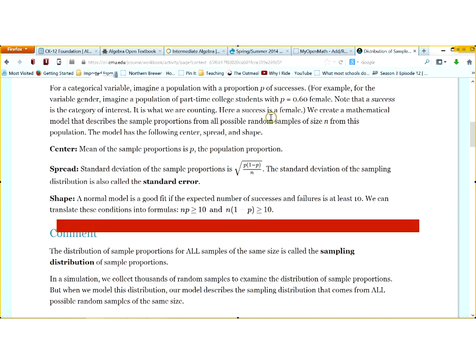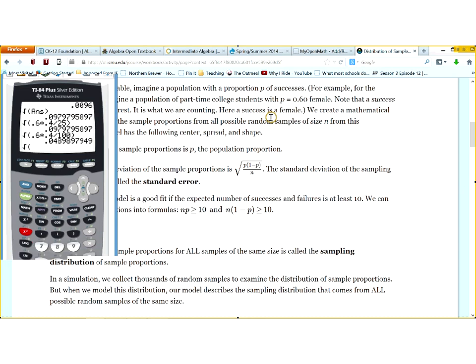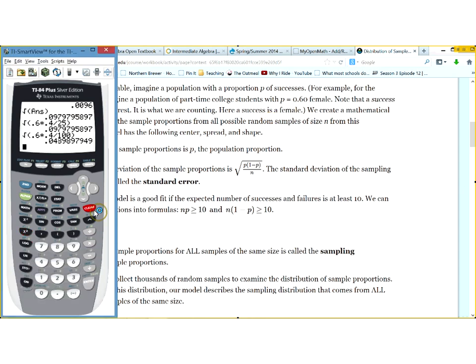So if I take my calculator and I do, let's clear the screen. np would be 25 times 0.60, or 15. So that would mean in a typical sample of 25, I would expect somewhere around 15 females. It could be more, it could be less, it could be the same. But on average, that's how many females we would expect per sample of 25.